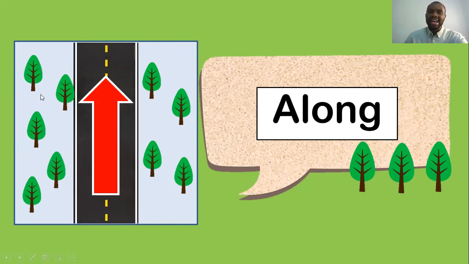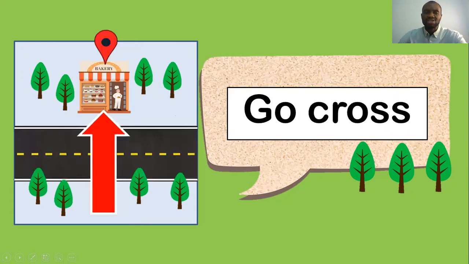On my right, there are trees. There are five trees. One, two, three, four, five. On my left, there are four trees. One, two, three, four. I am driving along the road. Along. A-L-O-N-G, along.